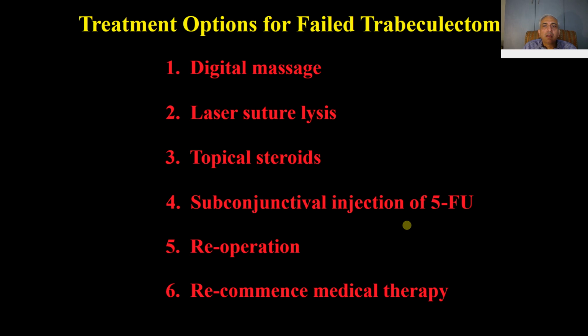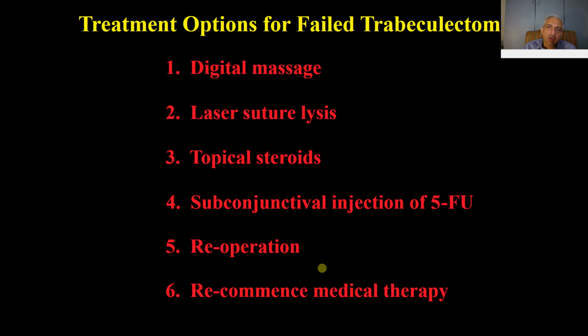If somebody has a failed trabeculectomy, you always do a massage of the eye. You can do laser suture lysis, which is an advanced treatment for that. Topical steroids reduce the inflammation. You can inject antimitotic drugs such as 5-fluorouracil. You can do reoperation.